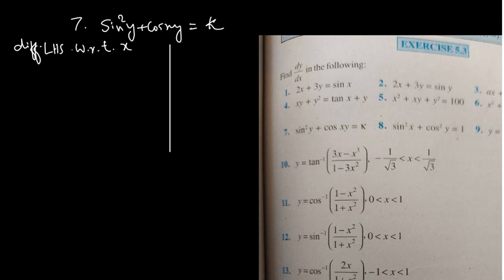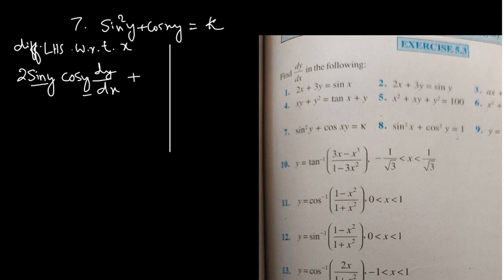So we get 2 sine y. We got this 2, so 2 sine y. Then we have to differentiate this sine y. So we get cos y. This is a chain rule. After that, differentiate y. So we get dy by dx. So this part is done.